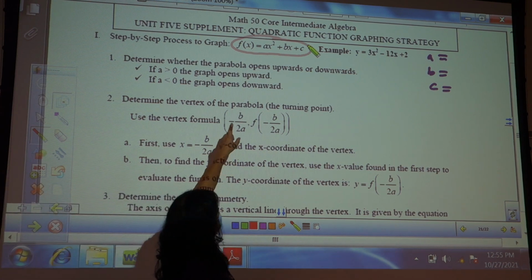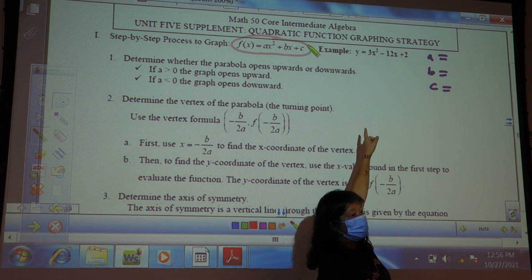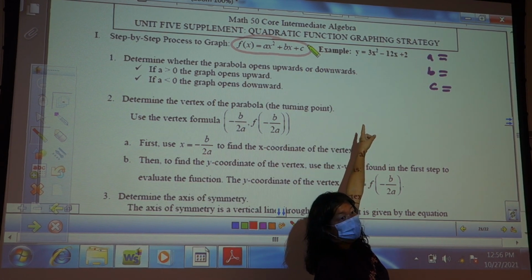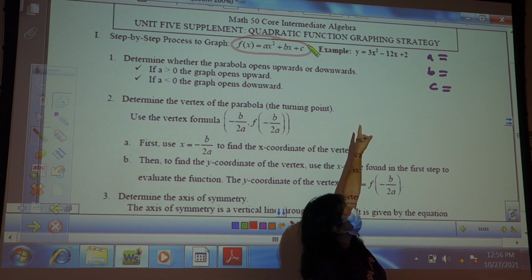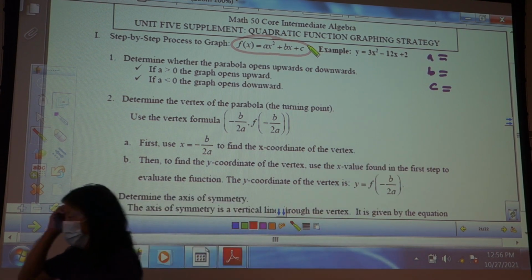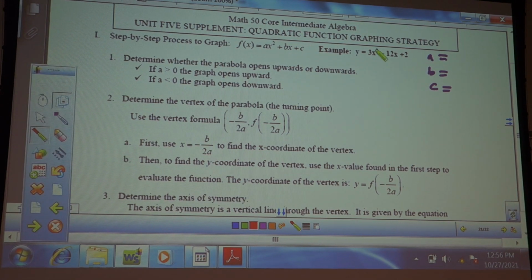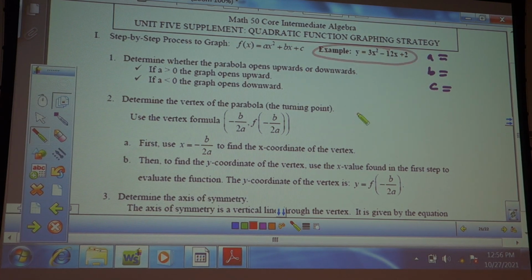So what's the number in front of the x squared? David, what's the number in front of the x squared? Can you folks see it okay? What is that? 3. So that's my a. My a is 3.